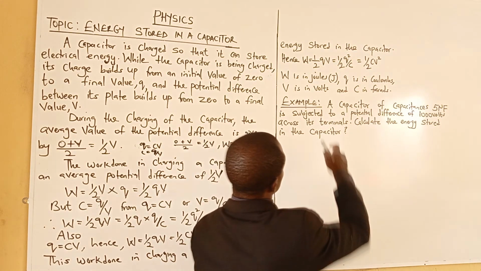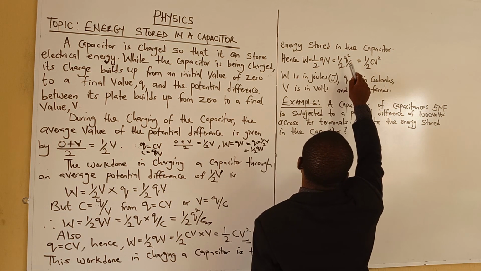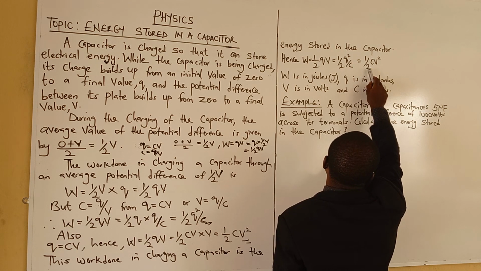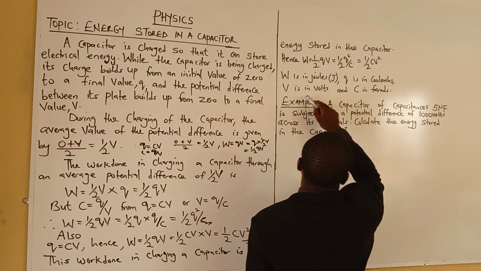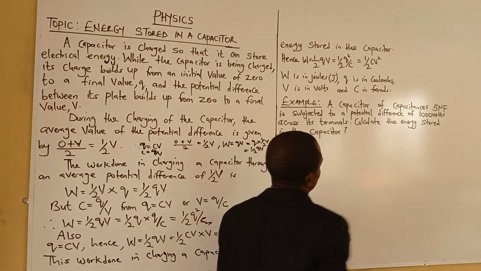The same formula you will use. Hence, W equals half QV equals half Q squared over C equals half CV squared. W is in joules, Q is in coulombs, V is in volts, and C is in farads.